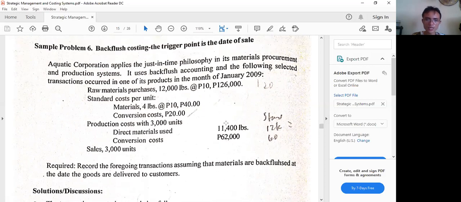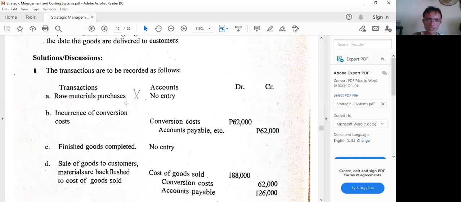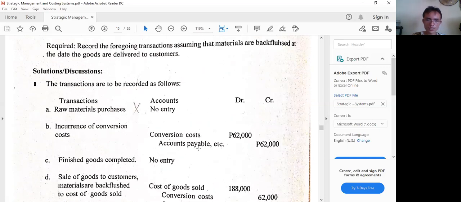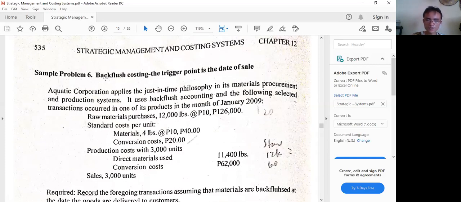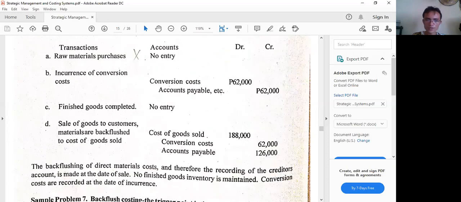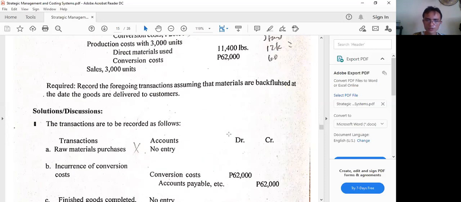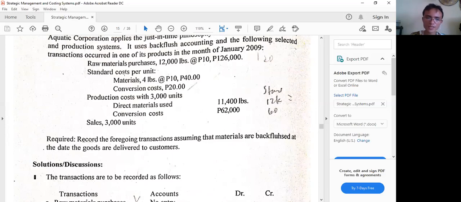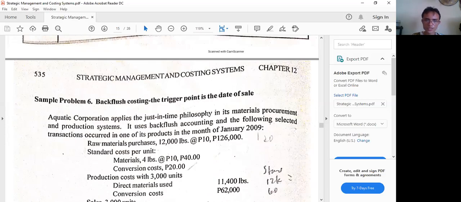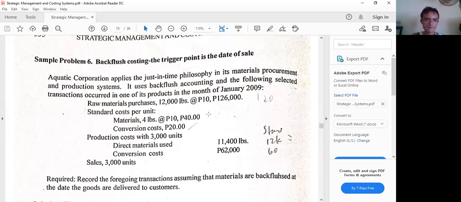All right, so we have here the raw materials purchases, standard cost per unit, production cost, and the sales. So how do we journalize? If there's a purchase, no entry. Conversion cost, there is. Finished goods, the trigger point, no entry. And during the sale, because this is backflush costing, the trigger point is the date of sale. So that's the time that we have to recognize the cost of goods sold. So we have conversion 62, and accounts payable 126 coming from the raw materials purchases, so raw materials and the conversion costs. We said that it's on the purchase.